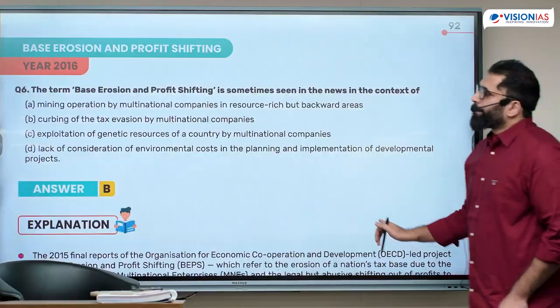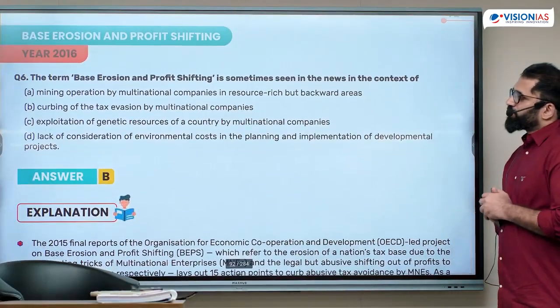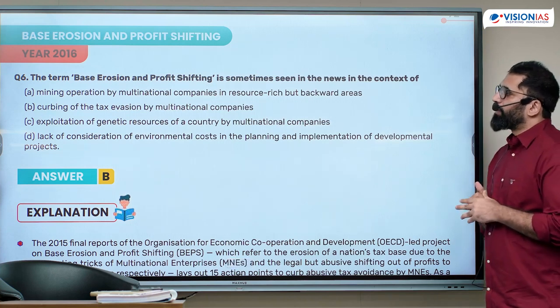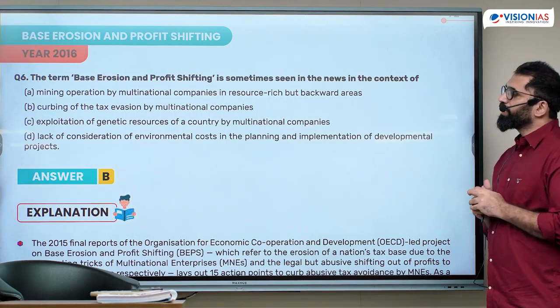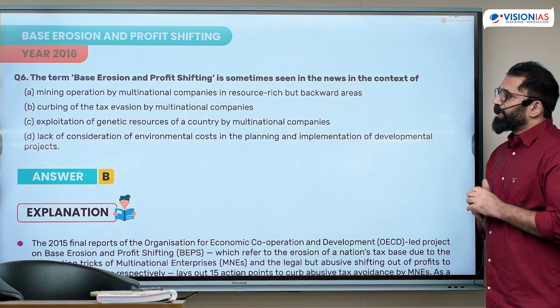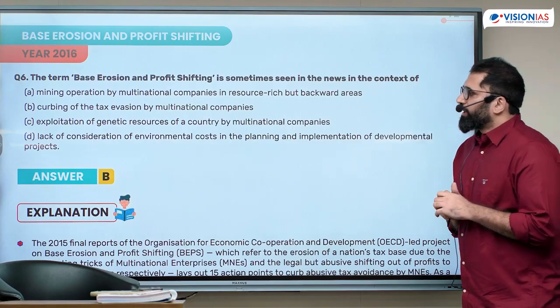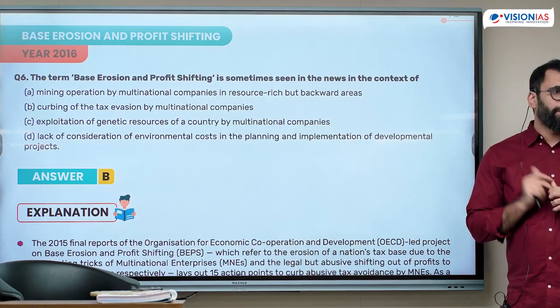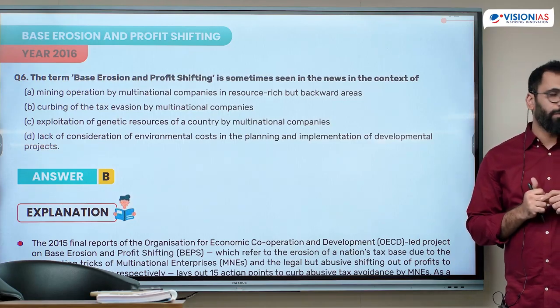The term base erosion and profit shifting is sometimes seen in the news in the context of mining operation, curbing of tax evasion, exploitation of genetic resources, lack of consideration of environmental cost in planning. Have you heard of this base erosion profit shifting? What happens here?